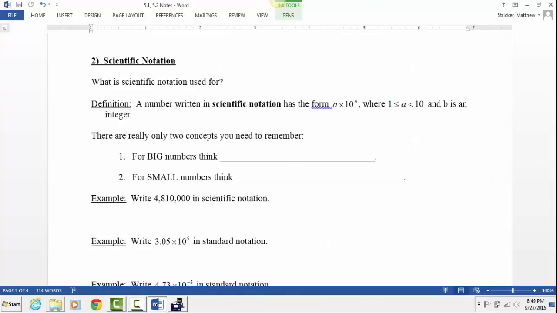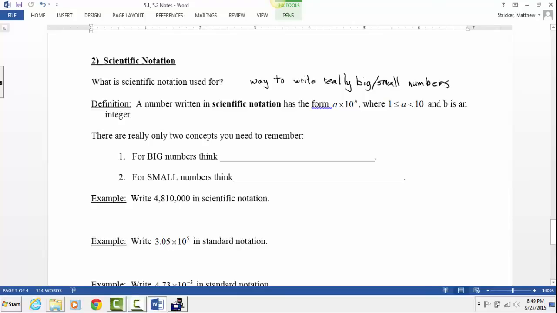Okay, now the last thing that we're going to be talking about is scientific notation. Now, what is it used for? Well, a lot of times it's used in science as a better way or another way of writing really big or small numbers. It's a way to write really big or really small numbers. So we're going to do some examples and I'm going to teach you what we mean by that.